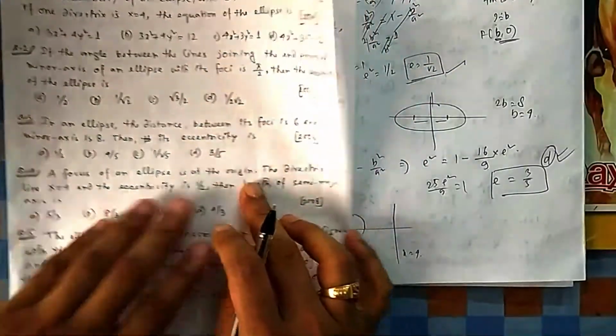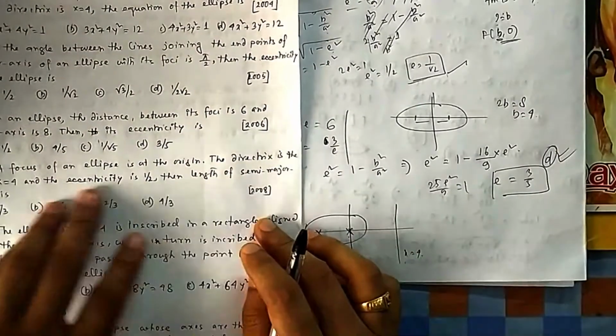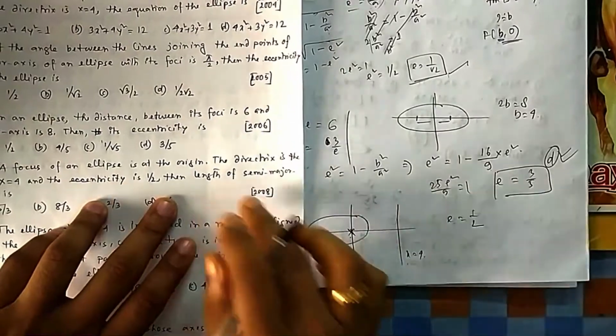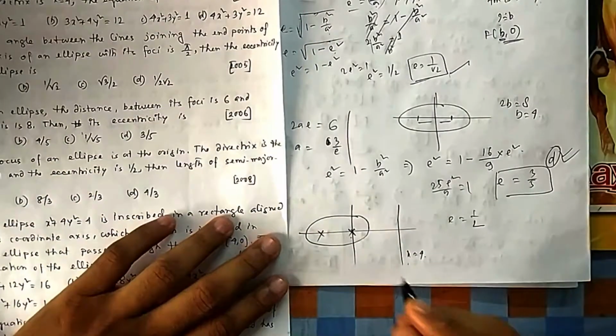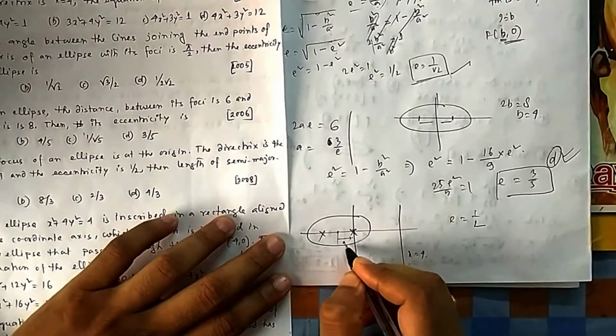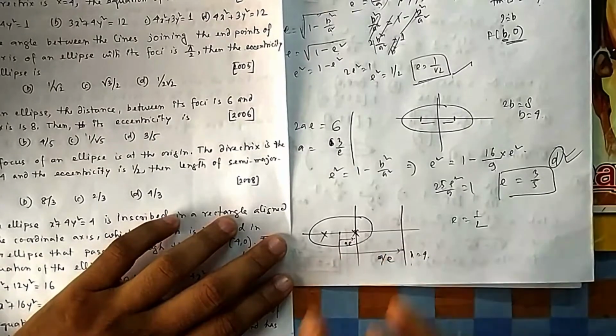Next, the focus of the ellipse is at origin. So the focus is at origin. The directrix is at x equal to 4. The eccentricity is half, e is given half. Then find the length of the semi-major axis. Okay. So you know, suppose this is my center. Now from center this distance is ae and this distance is a by e. That was our standard formula.